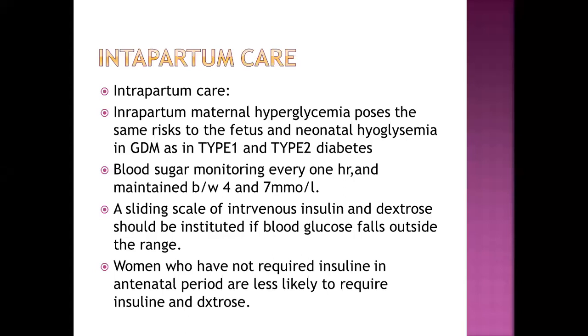उनकी पेशेंट की ब्लड शुगर जो है वो 4 और 7 के बीच में होनी चाहिए. अगर 4 मिलीमोल से कम है तो आप ग्लूकोज को बढ़ा दें, अगर 7 मिलीमोल से ज्यादा है तो आप इंसुलिन का डोज बढ़ा दें. और इंसुलिन होगी एज अ स्लाइडिंग स्केल ऑफ द इंट्रावीनस इंसुलिन एंड डेक्सट्रोज.